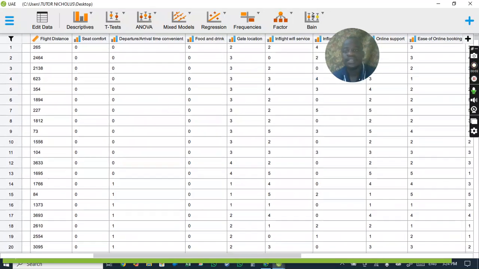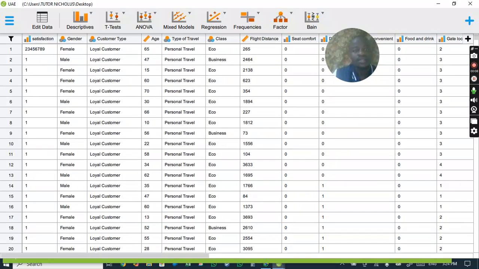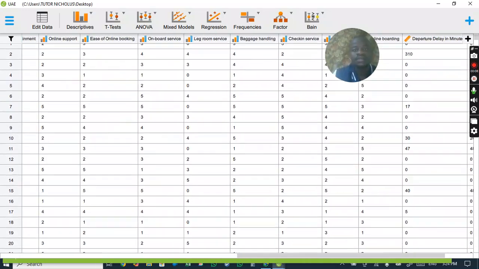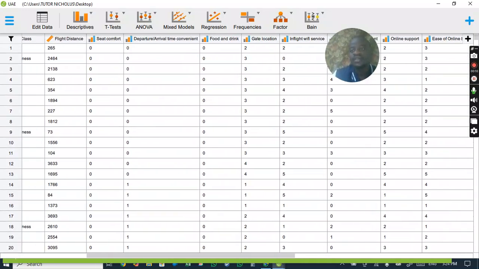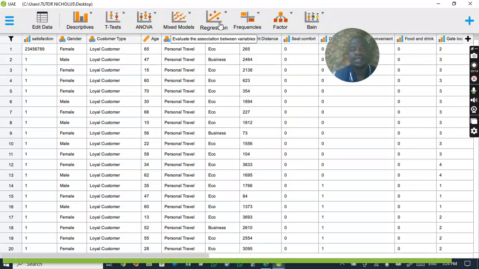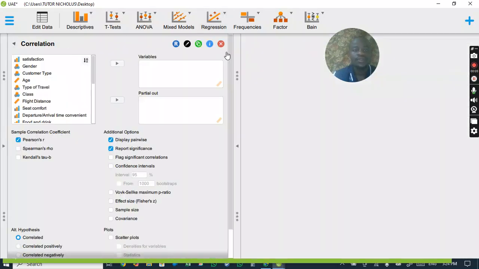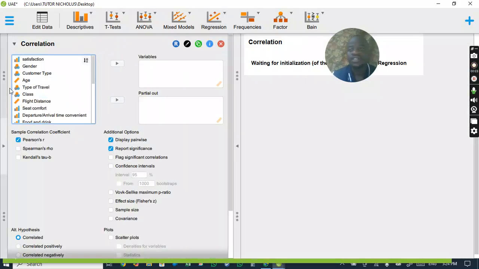So basically this is our data set in JASP. We can analyze it using any of the variables. Well, let's try to use the regression. So under the regression we can use the correlation. Of course we have different correlation coefficients.